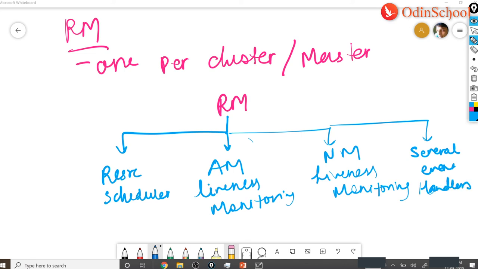The resource scheduler is something very important. It is designed in such a way that it has the intelligence to assign the resources, to schedule the jobs, and to assign the resources across node managers. That is where the intelligence is, a smarter approach, so that it allows other job types also, other than MapReduce.